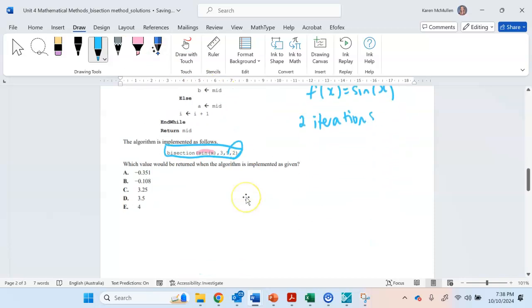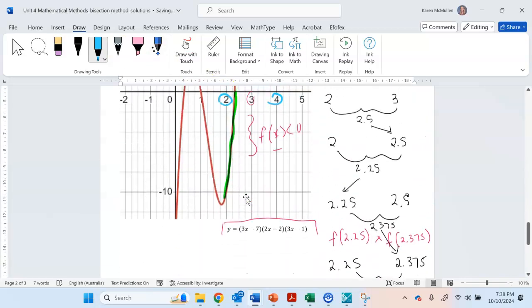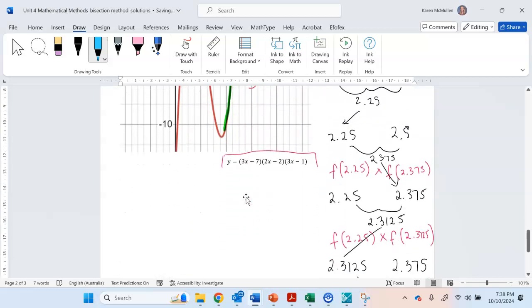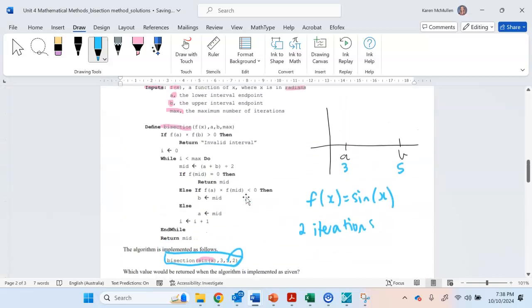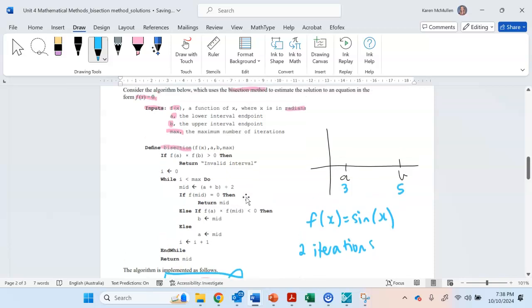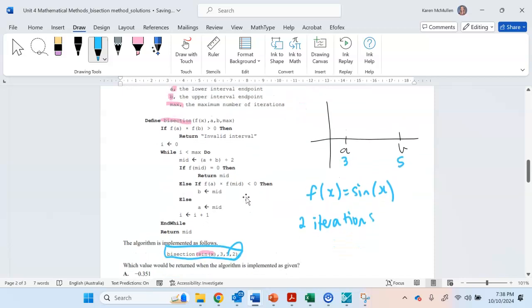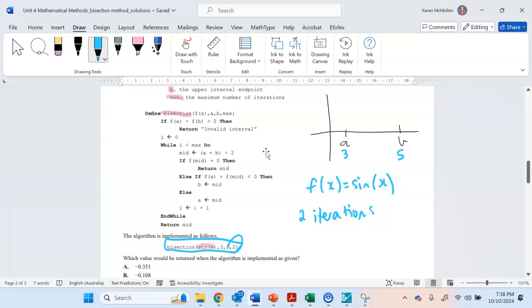Now, we did it quite a few times. I don't even know how many. What is that, 6 times? You wouldn't have to do it 6 times because it's just a matter of understanding what the pseudocode actually is. Now, with your pseudocode, you don't have a starting value like you do with Newton's. You have 2 interval points. So we've got 3 to 5 and a number of iterations. So just make sure you read what it's actually asking. What value would be returned when the algorithm implemented is given, so basically once we've done our 2 iterations.